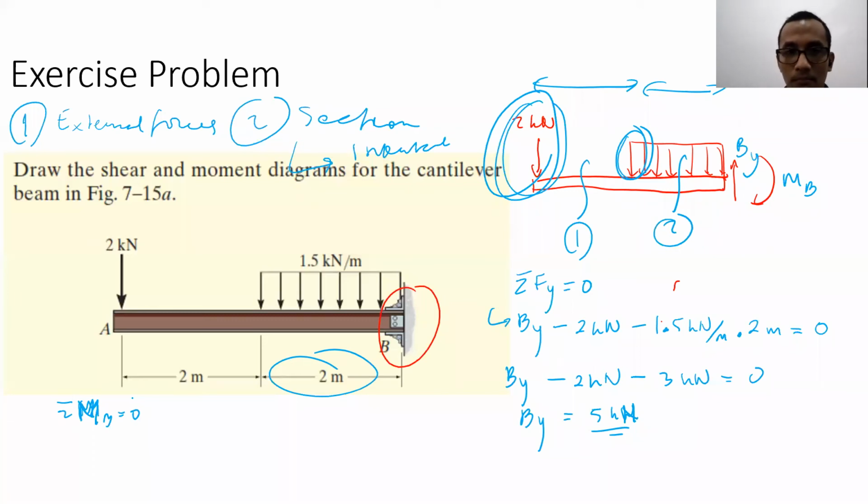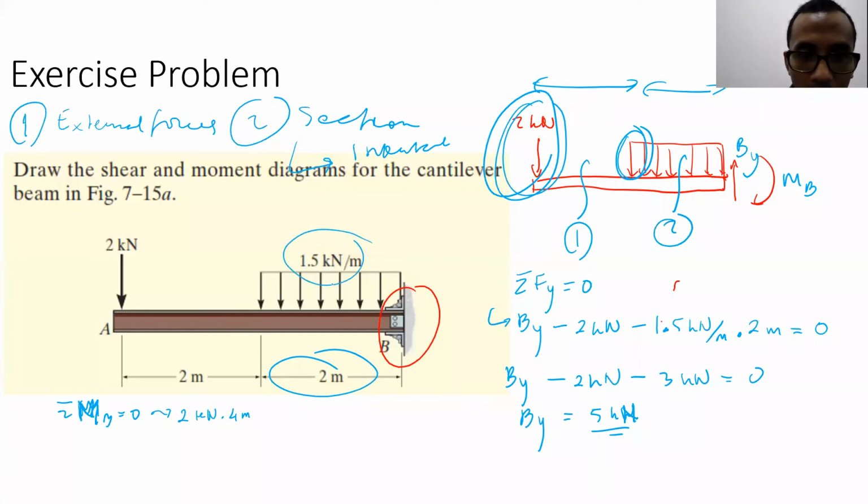It's minus 2 kilonewton point 4 m. 2 kilonewton multiplied by 4 meter. What else? Counterclockwise positive then in this case. Okay, what else? And from the distributed load? 1.5 kilonewton. Plus 1.5.